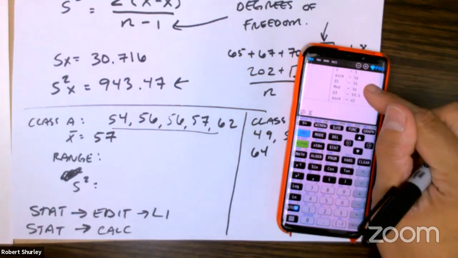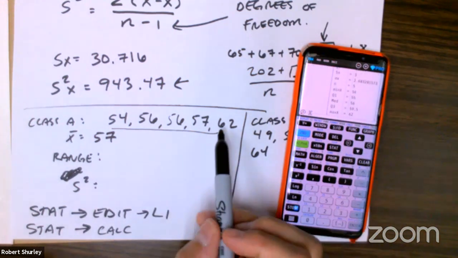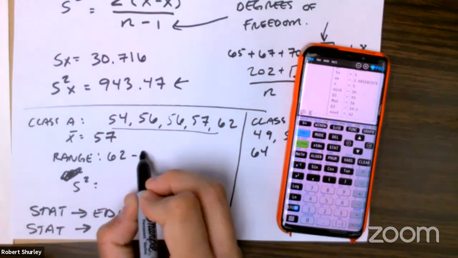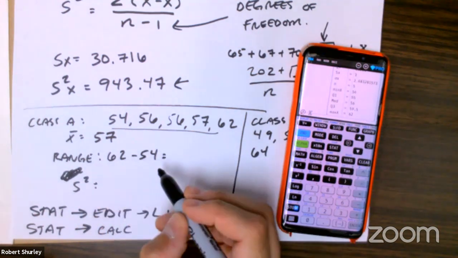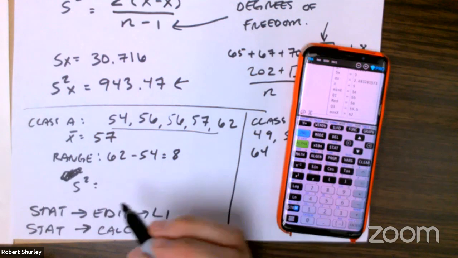I think it might give us the range. No, it gives us the max and min. The range is easy though, right? It's just going to be 62 minus 54. So the range is going to be what, 8?